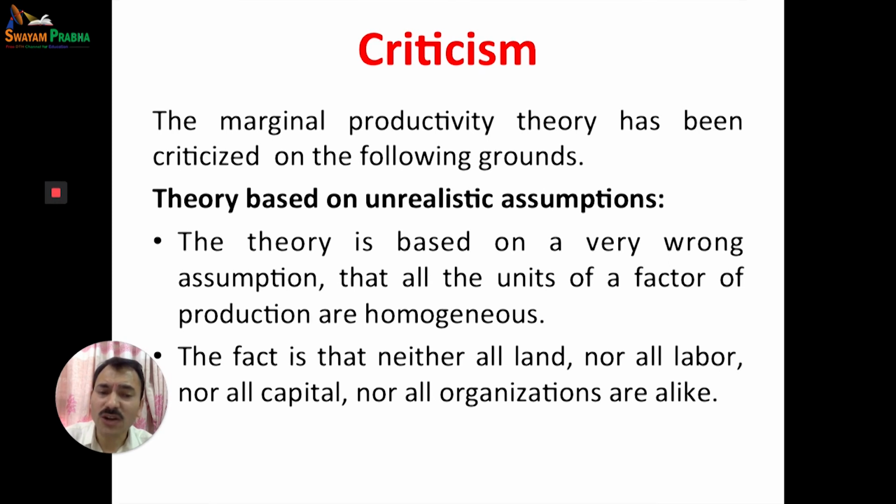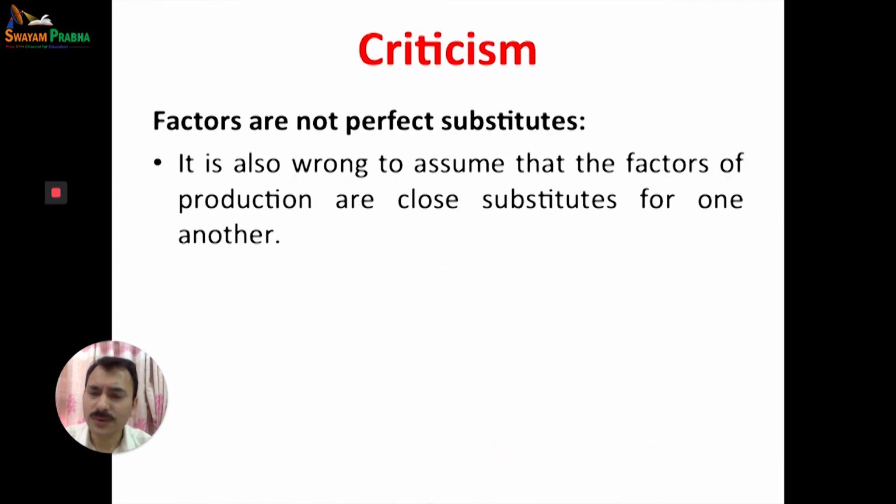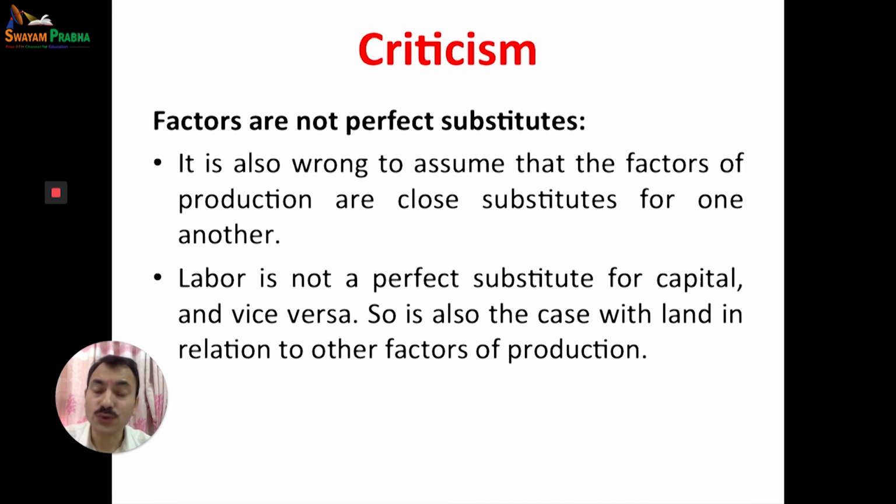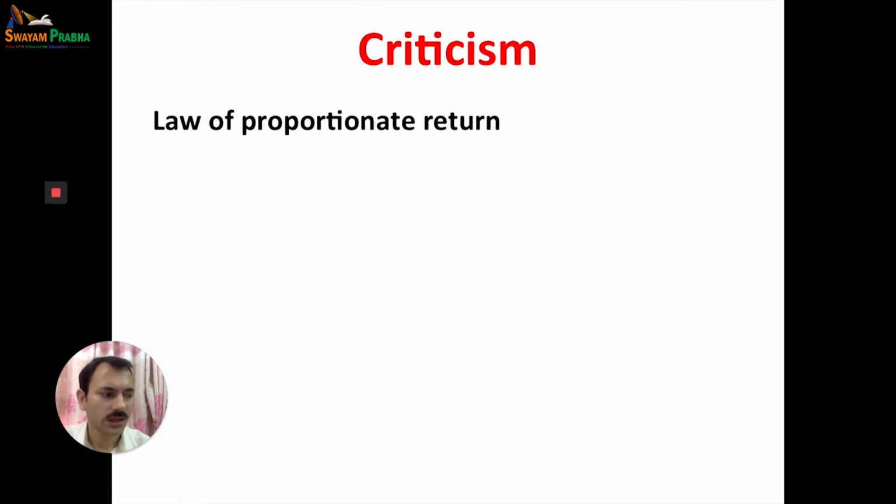The fact is that neither all land, nor labor, nor capital, nor even entrepreneurs can be identical or similar. There will be differences. Factors of production cannot be perfect substitutes. How can you substitute one factor of production with another? It's also a wrong assumption that factors of production are close substitutes for one another. You cannot always substitute one factor with another. Labor is not a perfect substitute for capital. How is it possible that you can substitute capital with labor or labor with capital and vice versa? It's not possible. It is also the case with land in relation to other factors of production. It's not possible that in place of land you can use more labor or more capital. That's why this has been criticized.